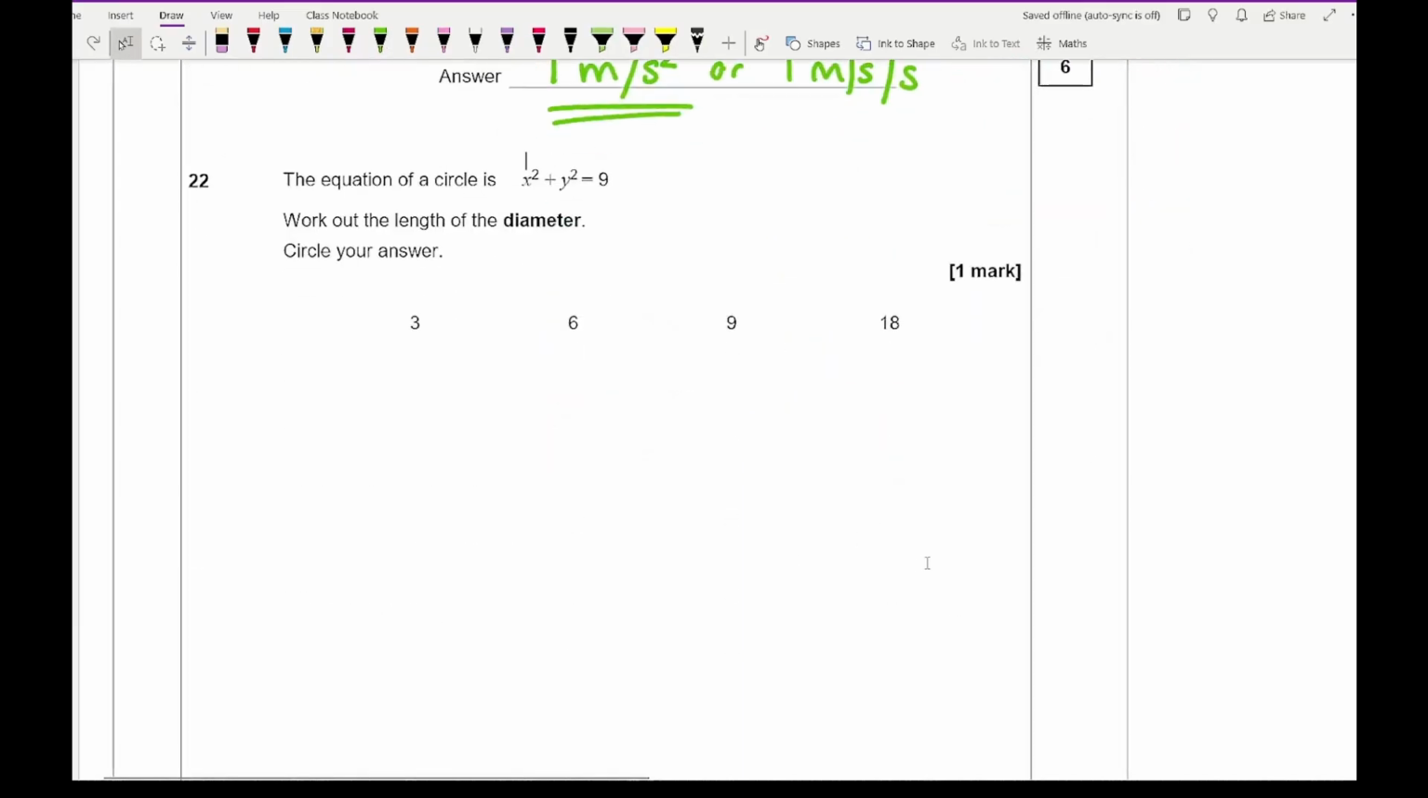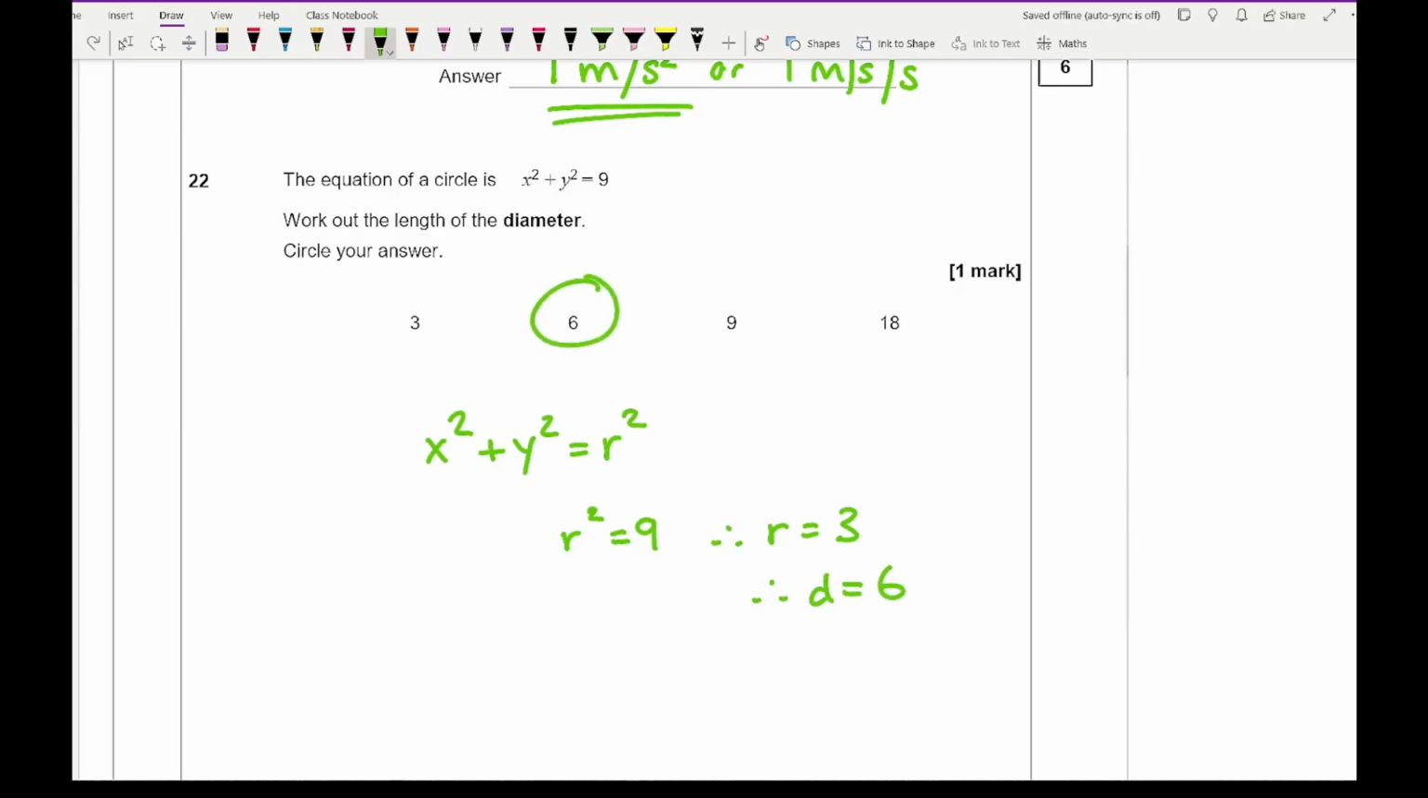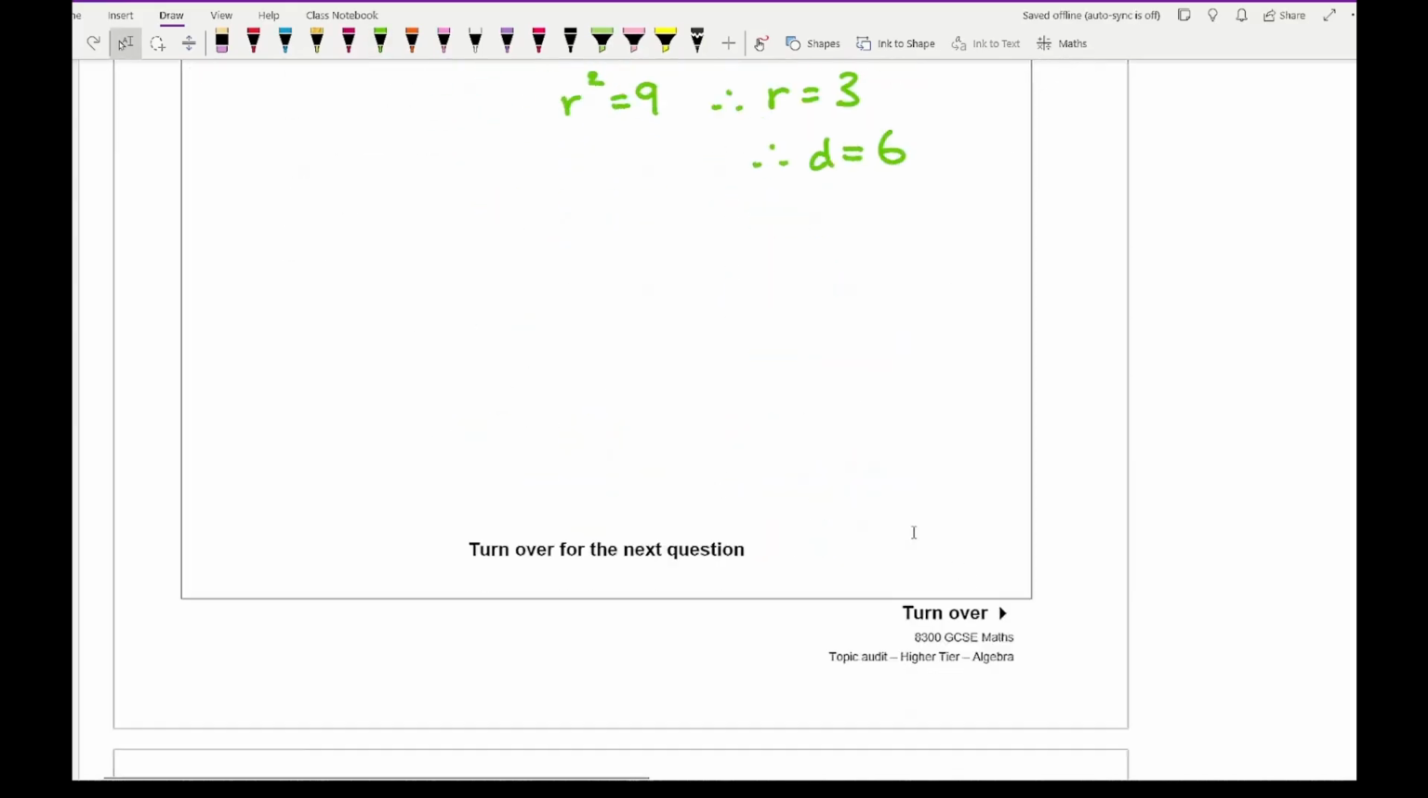Then moving on to question 22, it says the equation of a circle is x squared plus y squared equals 9. Work out the diameter. Well, the equation of a circle is this. So that means that r squared equals 9, which therefore means that r equals 3. Now it's not going to be minus 3 because radius is a length and you can't have negative length. So if the radius is 3, then that means the diameter is going to be 2 lots of the radius, which is 6. So the answer I need to circle is the second option.